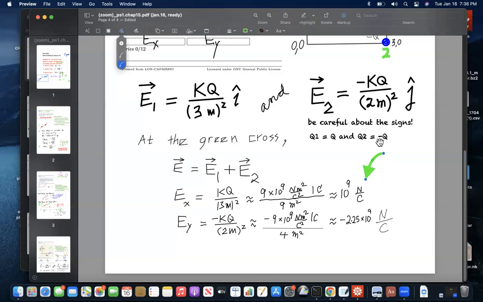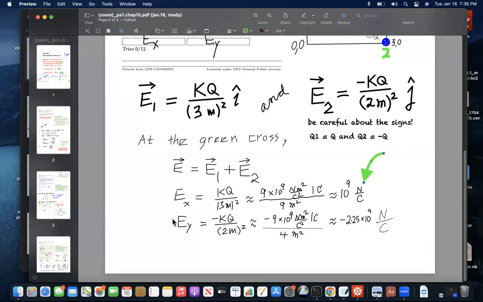We'll later learn another unit, the volt per meter. But for chapter 15, we can think of the unit of electric field as Newtons per Coulomb, because electric field is force divided by charge. Force is Newtons, charge is Coulombs.